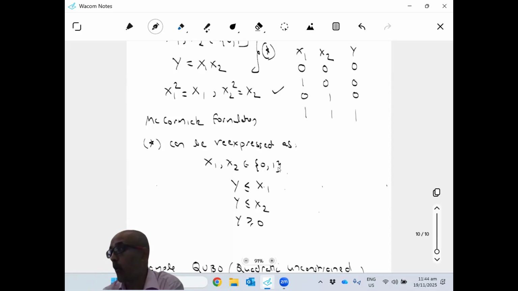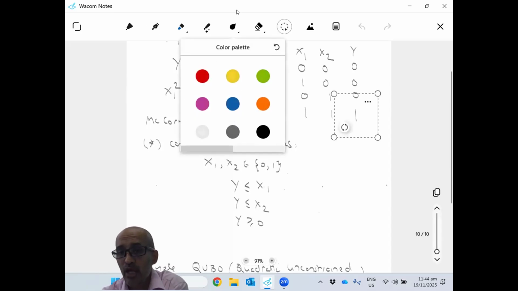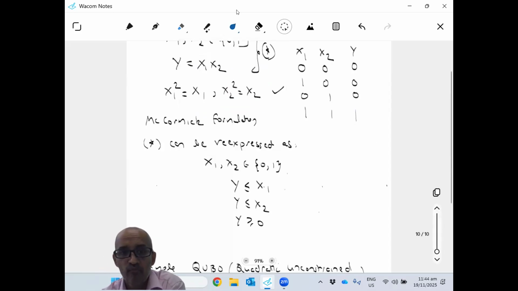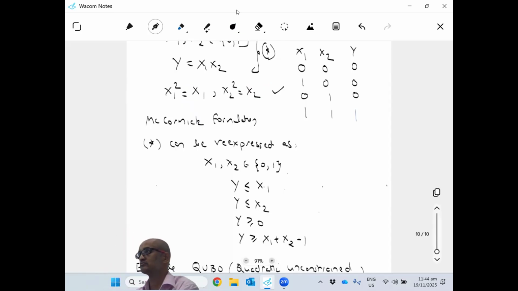If x1 and x2 both are 1, y is less than equal to 1, y greater than equal to 0. But I want in that case y to be 1. So the way you can capture that is with one additional constraint, which is y greater than equal to x1 plus x2 minus 1. Let's check what happens. When x1 and x2 both are 1, 1 plus 1 minus 1, that's 1. So y less than equal to 1, y greater than equal to 1, y greater than equal to 0, which means y has to be 1.